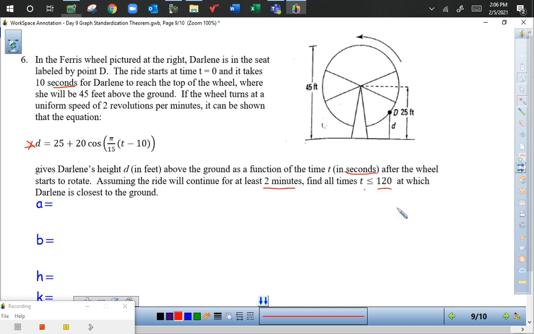Okay, so what we need to talk about is, on a cosine graph, what that means. Okay, so here's my cosine wave, and we're going to find these A, B, H, and K letters so that we can figure out our maximum and our minimum to answer the question.